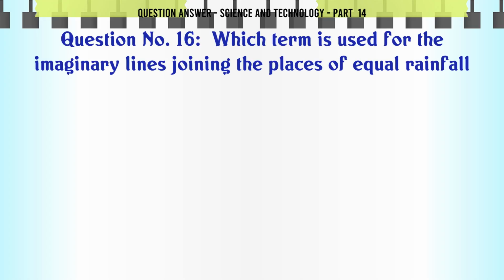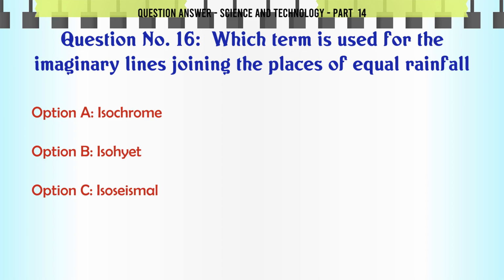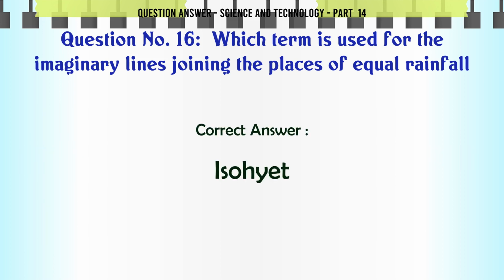Which term is used for the imaginary lines joining the places of equal rainfall? A. Isochrome. B. Isohyet. C. Isoseismal. D. Isonif. The correct answer is isohyet.